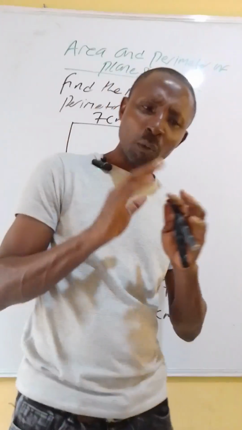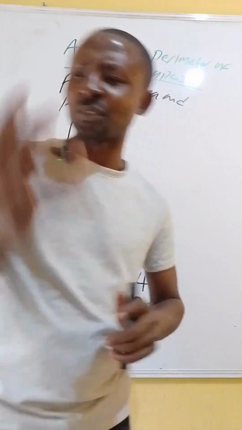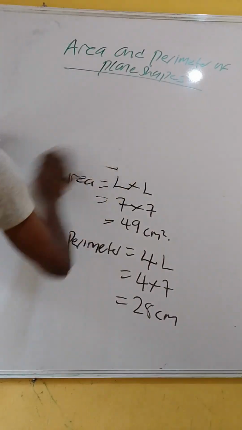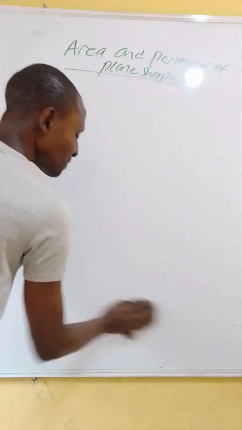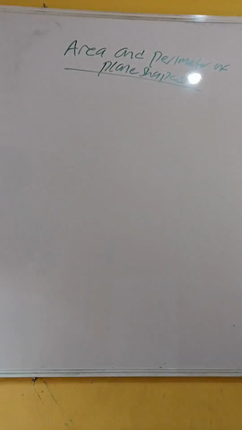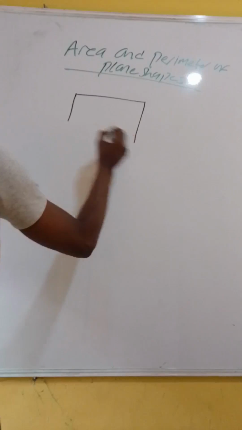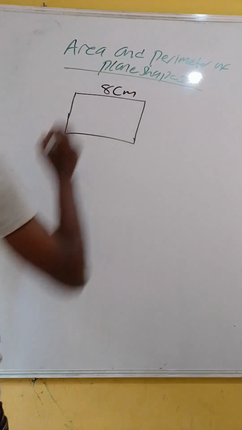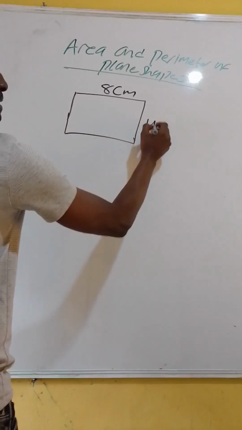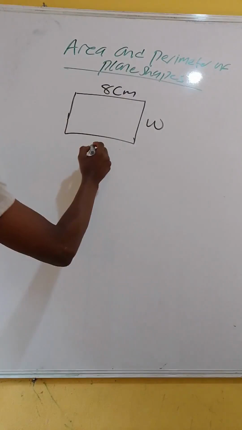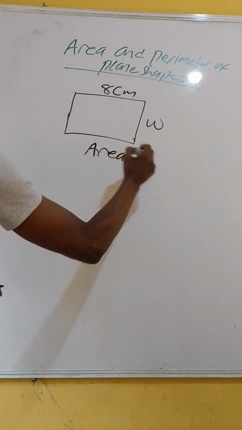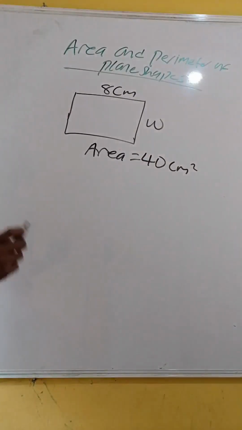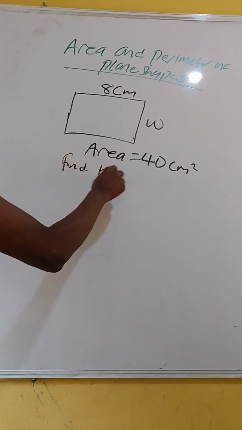Now, there's one particular question that will always get children confused. Let us see what happens when you are given the area and you are asked to find the perimeter. Now look at this rectangle. They gave us this rectangle, and this is 8 centimeters. They gave us here W, as the width. And they gave us the area as 40 centimeters square. And they said find the perimeter.